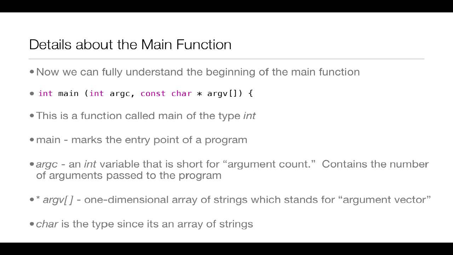First we have a variable, argc, which is an int variable that is short for argument count, and this contains the number of arguments passed to the program. Next we have argv, and we know that's an array because it has the brackets there. This is a one-dimensional array of strings which stands for argument vector, and its type is char, or character, since it's an array of strings. It's also a constant, so it can't be changed. We went over constants in lesson 7, so you can go back and review them if you need to.